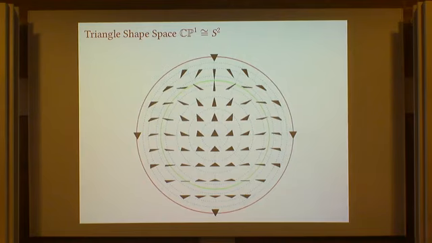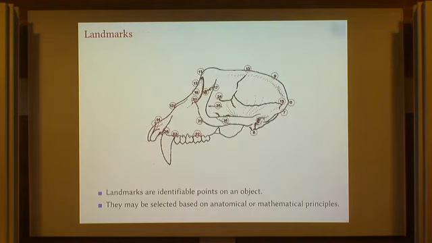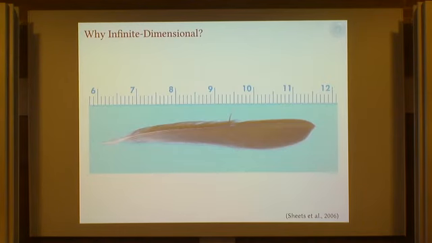So that's finite dimensional shape spaces. Now, why do we need infinite dimensional ones? Well, in this case, landmarks make sense. There are biologically meaningful places where to put landmarks. In other examples, there are not.